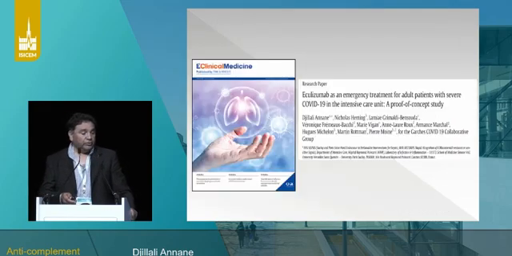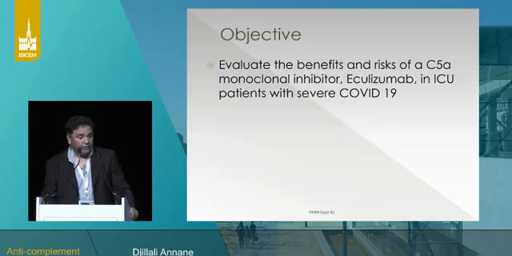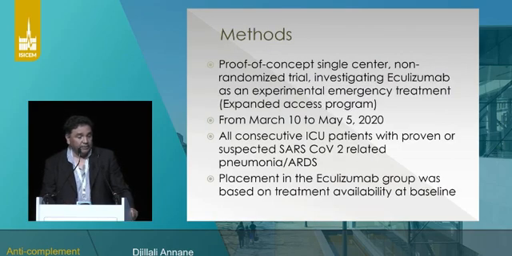death. So during the first wave, we used eculizumab, which is a recombinant monoclonal antibody against the C5 fragment, as an emergency treatment for adults hospitalized in our units for severe COVID-19. So in this proof of concept study, we evaluated the benefits and risks of blocking C5 by eculizumab in these patients with severe COVID-19. This was a non-randomized controlled trial that started on March 10, 2020 and ended on May 5.